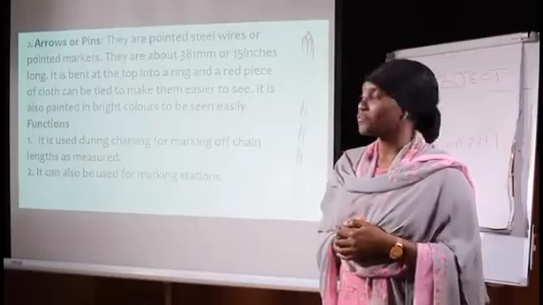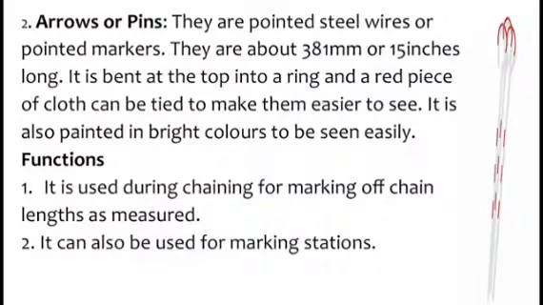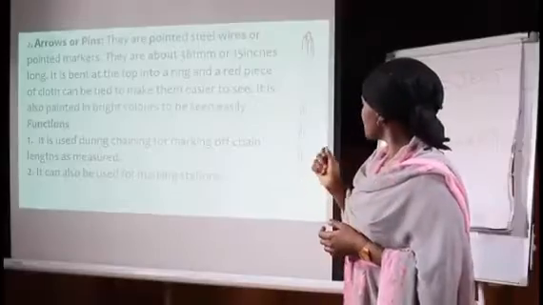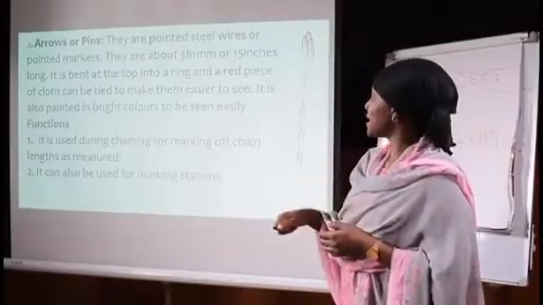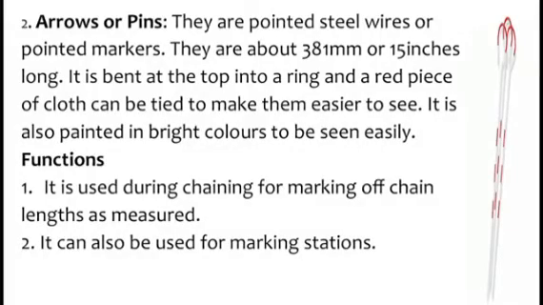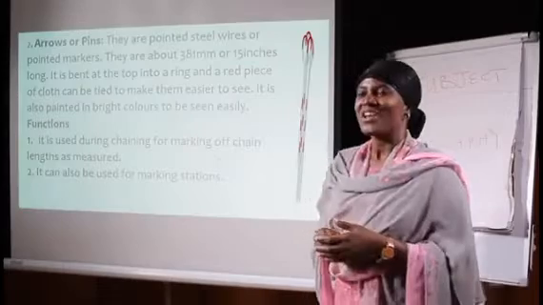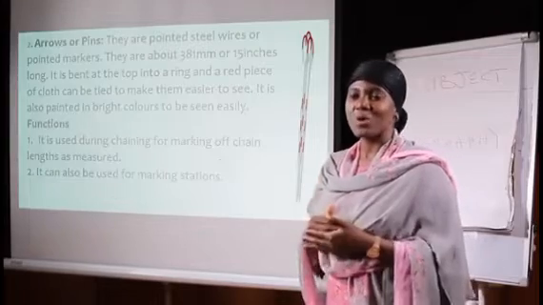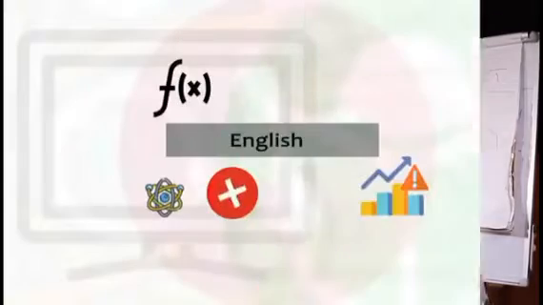What are the functions of these pins or arrows? 1, it is used during chaining for marking off chain length as measured. When we say chain length, we're referring to the Gunter's chain. We'll see that as we move along. So these pins or arrows are used to mark the length of a chain. The second thing is it is also used for marking stations. This is the second time we're mentioning stations. We'll talk about it as we go further.